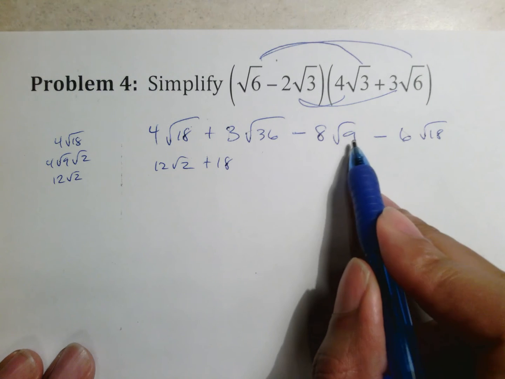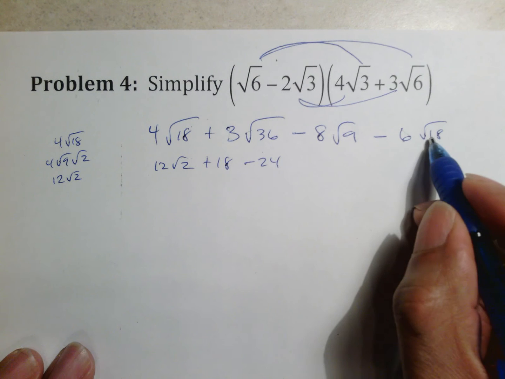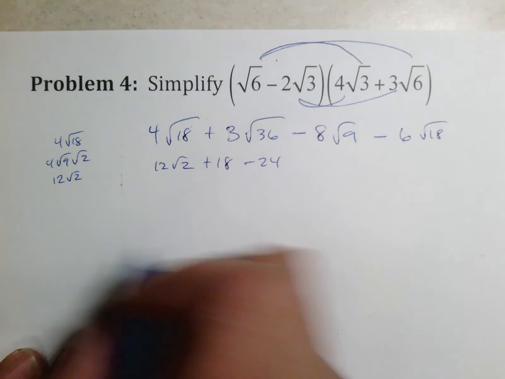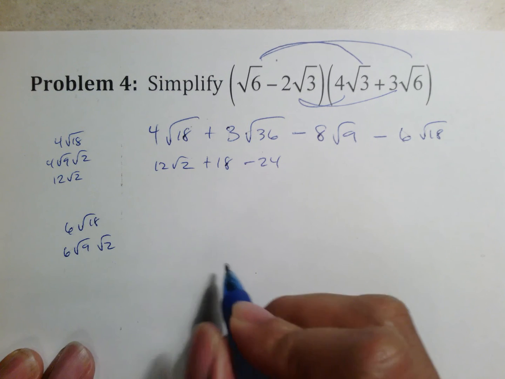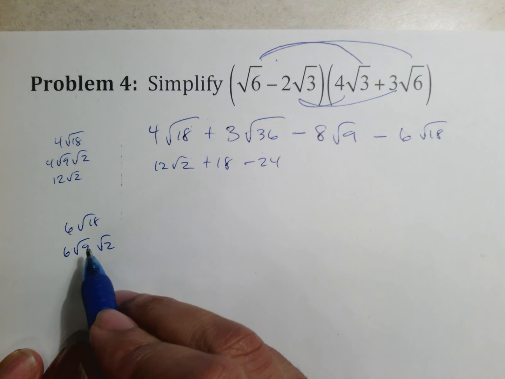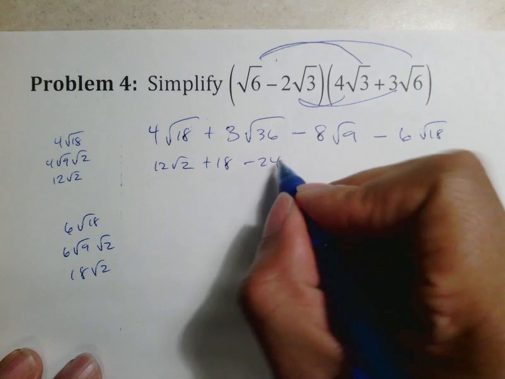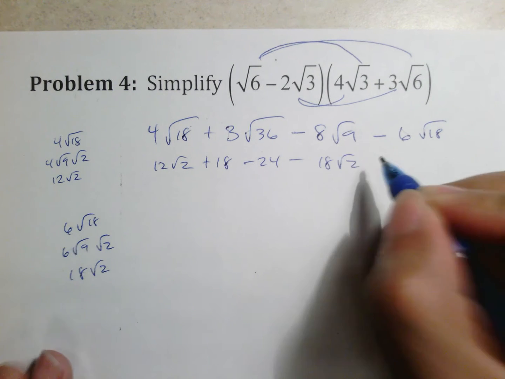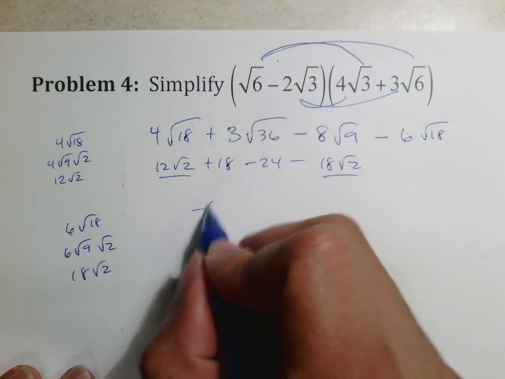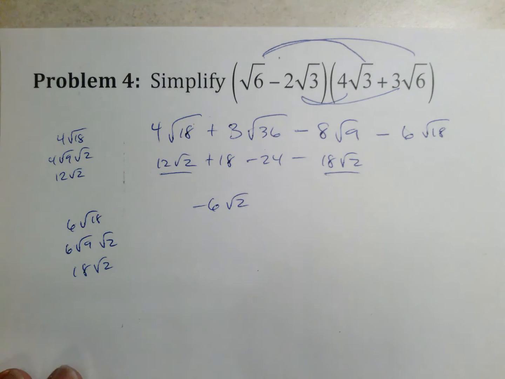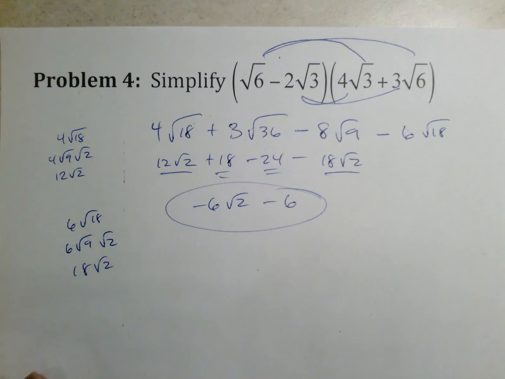9, I know for a fact, square root of 9 is 3. 3 times 8 is 24. And again, 18, I just did over here, which means 6 root 18 makes 6 root 9 root 2, because remember 9 times 2 is 18. 9 turns into a 3 times 6, which is 18 root 2, so minus 18 root 2. Putting like terms together, 12 minus 18 is -6 root 2. 18 minus 24 is -6, and that is what we end up with.